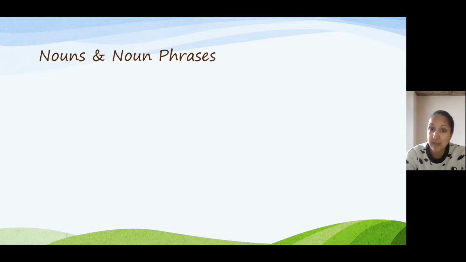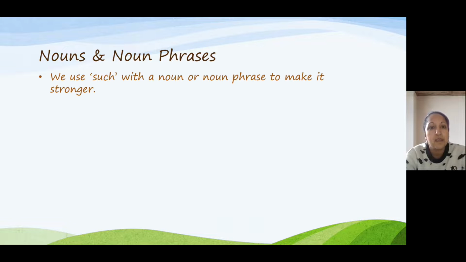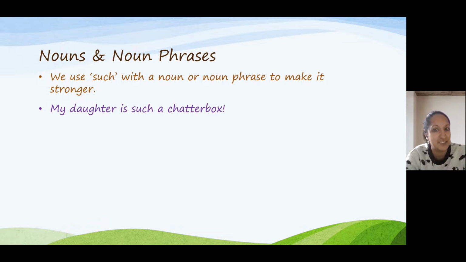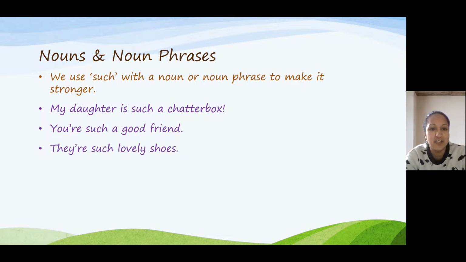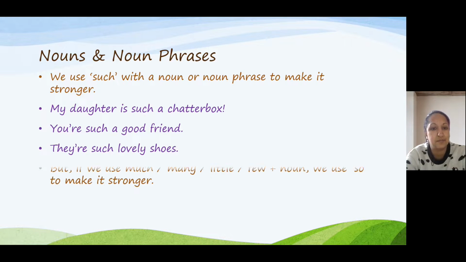Let's look at nouns and noun phrases now. We use such with a noun or noun phrase to make it stronger. For example, my daughter is such a chatterbox. She isn't just a chatterbox, but she's a really big chatterbox. You're such a good friend. They're such lovely shoes.